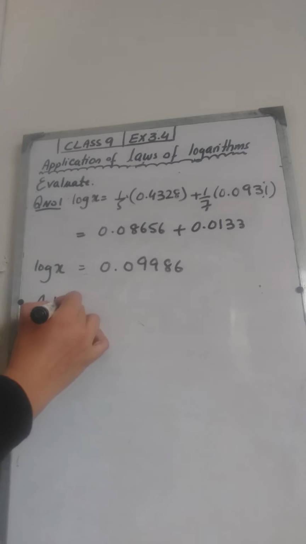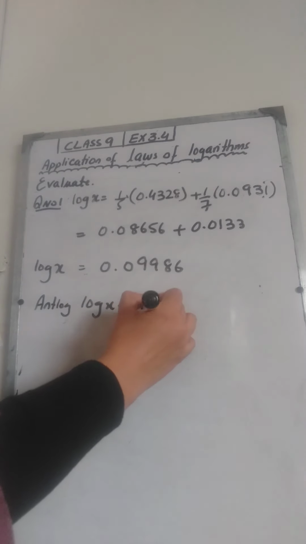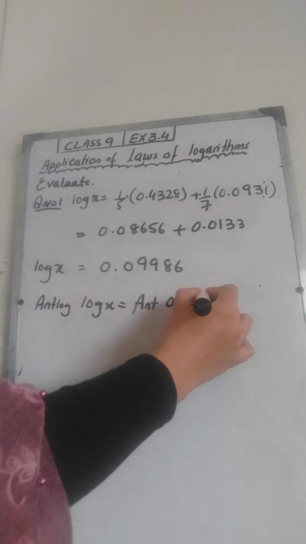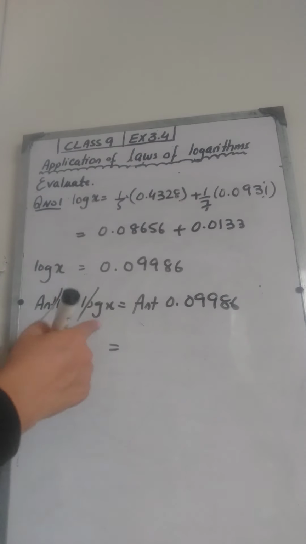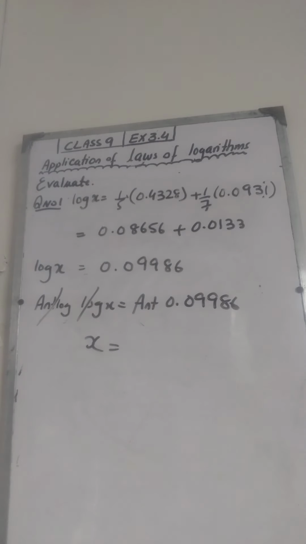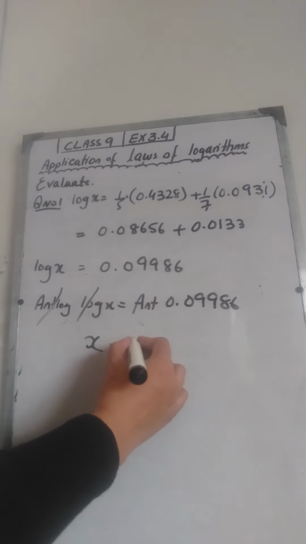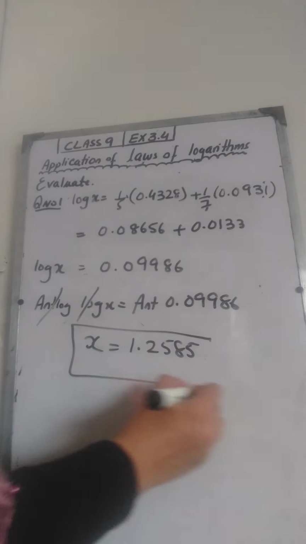Antilog of log of x, and antilog on this side also of 0.09986. The antilog will cancel out the log, and we are going to get the value of x. The antilog of 0.09986 according to the calculator is 1.2585, and this is going to be our answer.